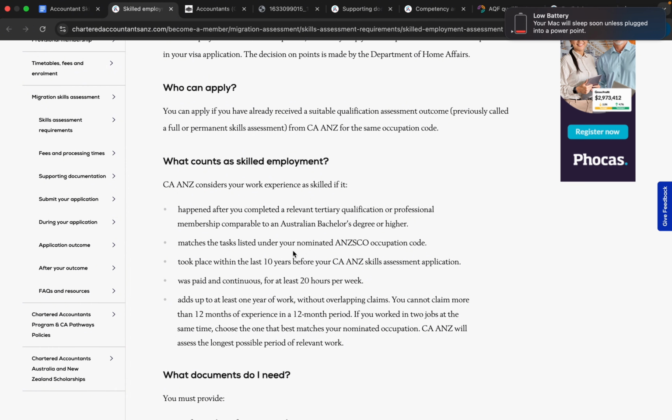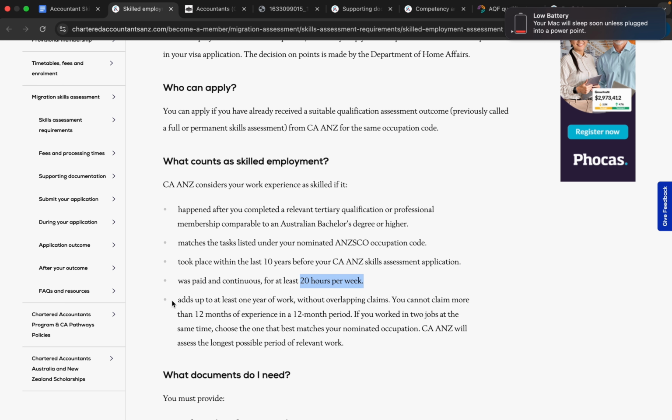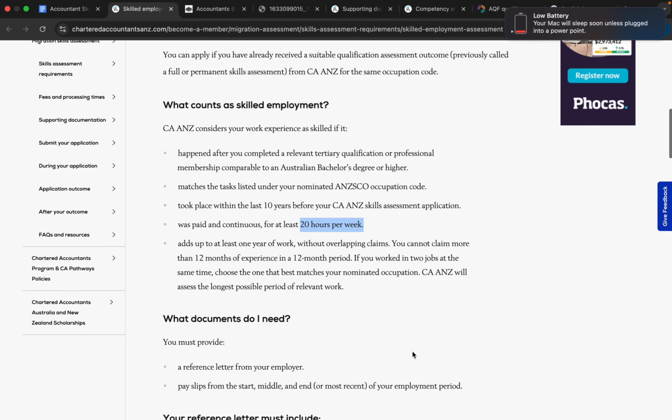It must match the tasks listed under your nominated ANZSCO code, take place within the 10 years before your CAANZ skills assessment application, and be paid and continuous for at least 20 hours per week. What this means is, if you are working part-time, only 20 hours per week, that is also fine. It needs to be at least 1 year of work without overlapping claims. You cannot claim more than 12 months of experience in a 12-month period if you worked in 2 jobs at the same time. Choose the one that best matches your nominated occupation. CAANZ will assess the longest possible period of relevant work.